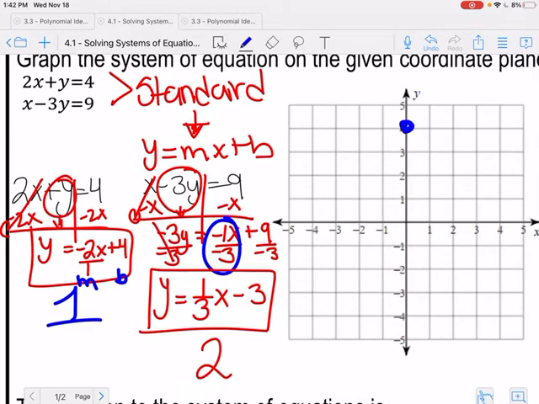That's my starting point. My slope is going to be negative 2 over 1, which means that instead of going up, I'm actually going to go down. So I'm going to go down 2 over 1. And there's my next point.